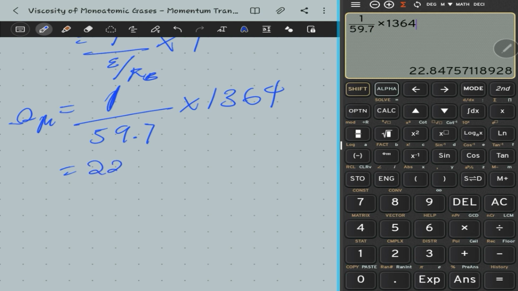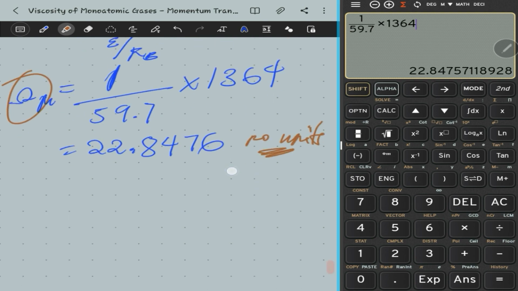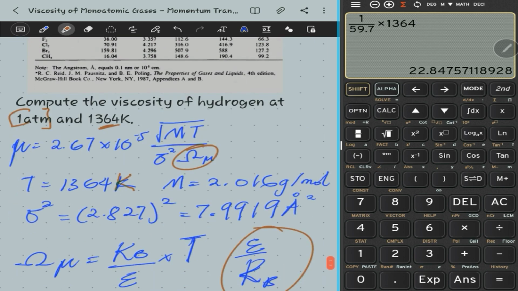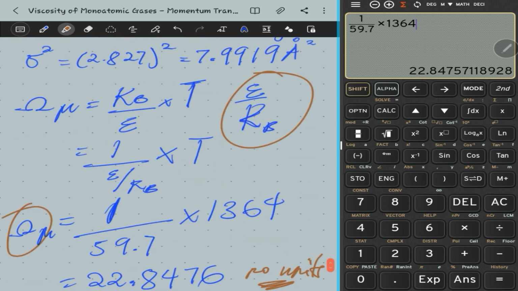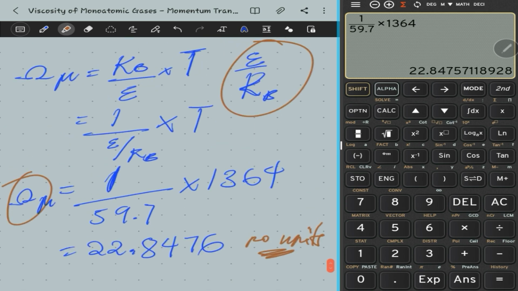We are getting 22.84, let's say 7. It has already been stated that this is a dimensionless quantity, so it has no unit. But whenever there's a unit, you write it just for clarity. Now, in order for us to find the viscosity, that's the equation. We need M, we found that. We need temperature, we found that. We need this, we found that. But then we are saying that this one here is actually a function of some other parameters.